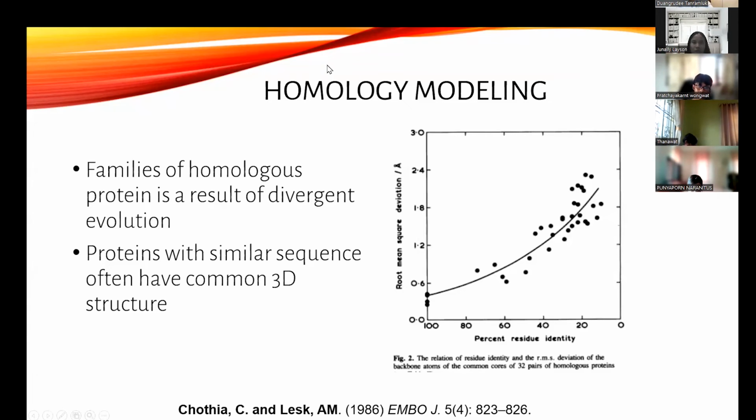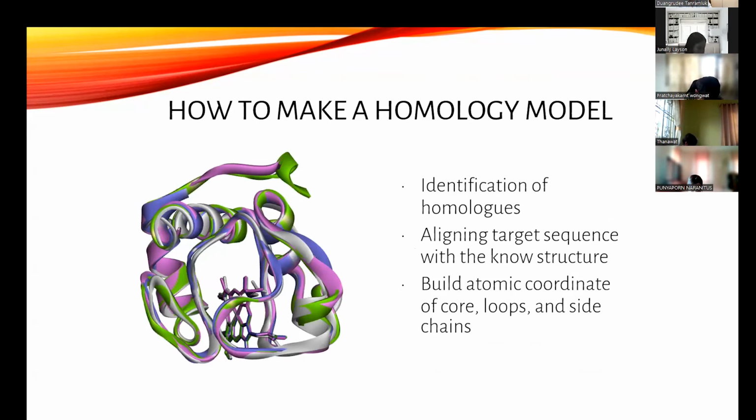So in the old days, when people wanted to construct protein structures, they used homology modeling. So they thought that proteins with similar sequence often have common 3D structures. And normally it goes from identifying the homologs and superposing them, and then finding these known structures and building the atomic coordinates, cores and loops and side chains until you get the whole structure.